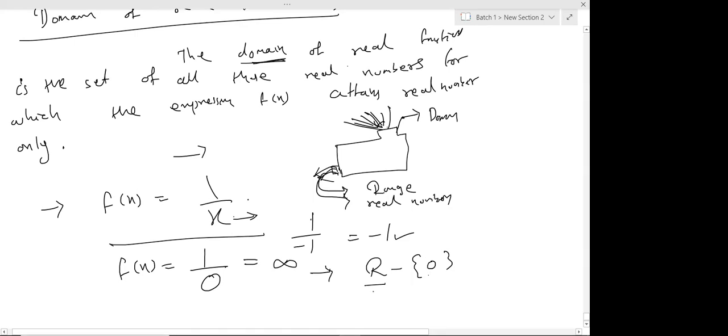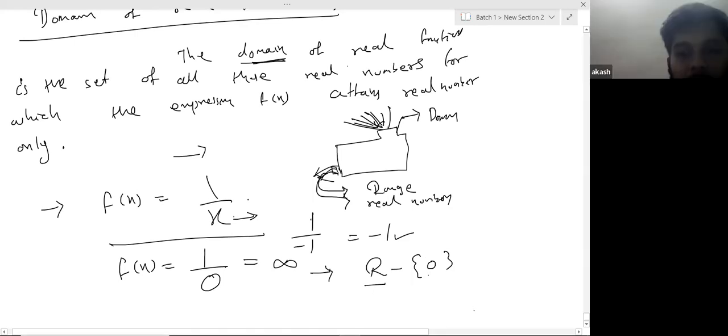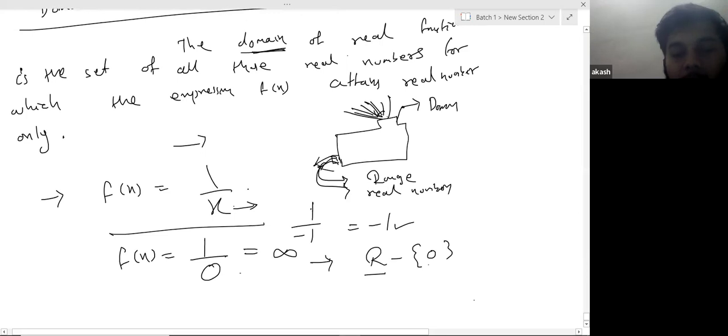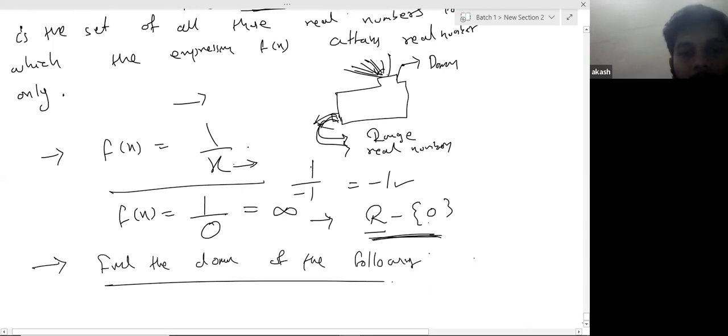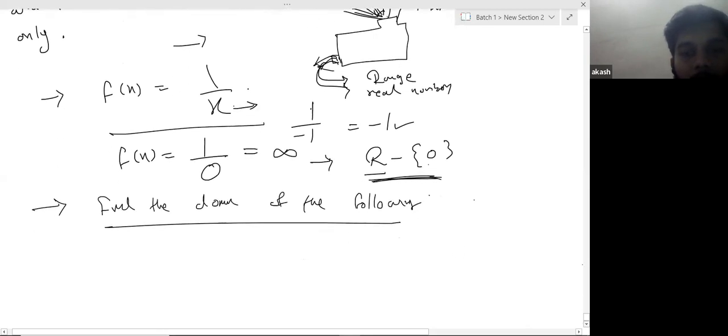Yes, sir. All right. So whenever you see a function in division, something upon something, and they have asked for domain, always put the denominator as 0. All right. And see which values attain 0 and remove them from real numbers. That will be your domain. Let me give you an example. Find the domain of the following functions.